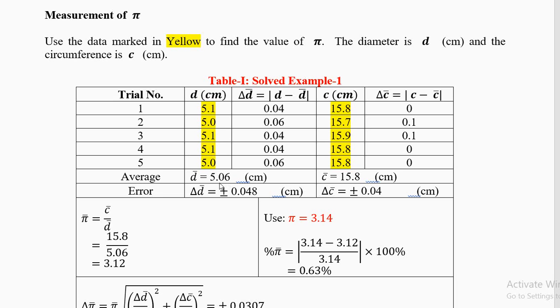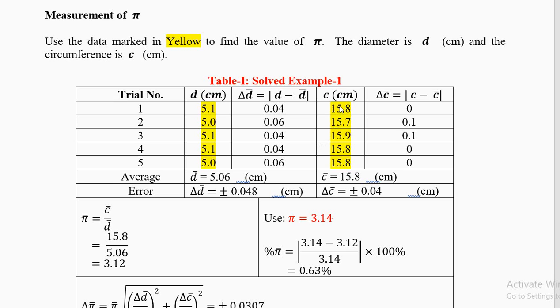So you take 5.06, you subtract 5 times and take the absolute value. 5.1 minus 5.06, you'll get 0.04. 5 minus 5.06 will be minus 0.06. You take the absolute value, you'll get 0.06. Then take the average values of these delta D bars. Delta D bar average is plus or minus 0.048 centimeters. In a good experiment, all these 5 yellow numbers will be equal and delta D bar will be automatically 0. But that is very rare. Normally, it will not happen.